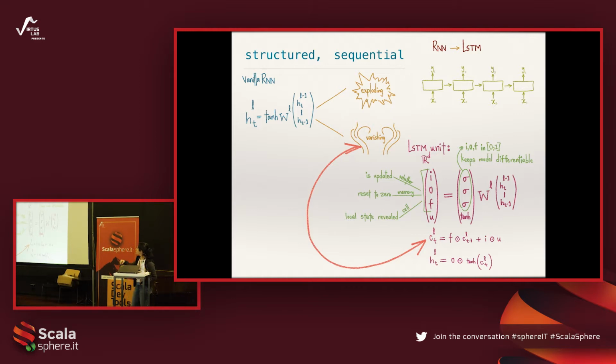And also, I, O, and F control whether each memory cell is updated, reset to 0, or whether its local state is revealed. Now, the next vector, U, which is the new memory cell, is in R space, and it ranges between -1 and 1, and is used to additively modify the memory contents.